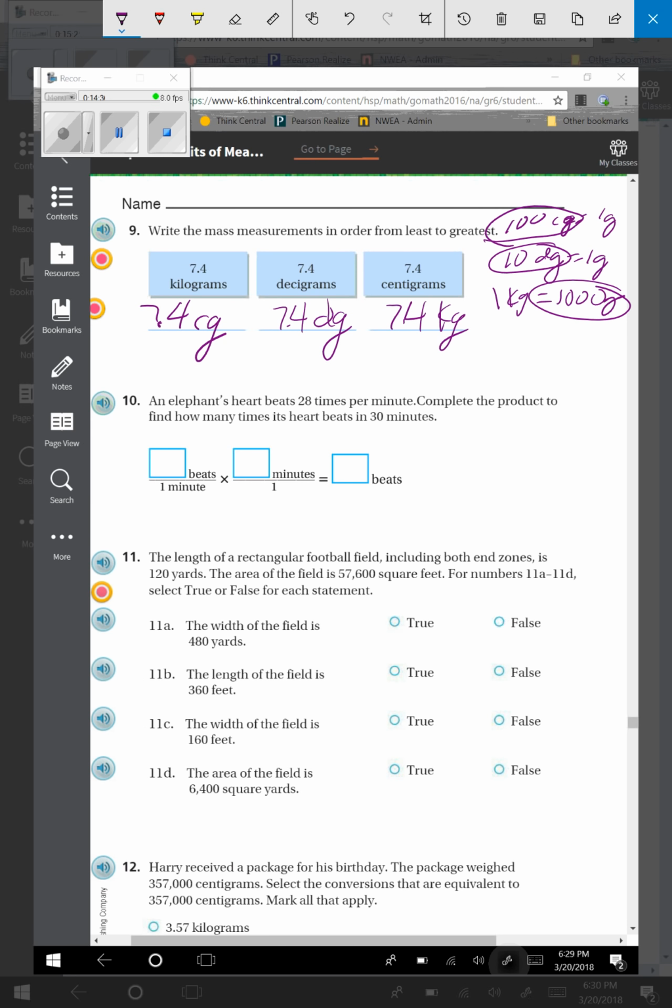An elephant's heart beats 28 times per minute. Complete the product to find how many times its heart beats in 30 minutes. So 28 beats per minute for 30 minutes. So we're going to take the 28 times 3, and add in my 0 for the 30. So it beats 840 beats.